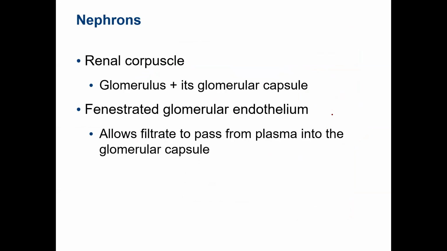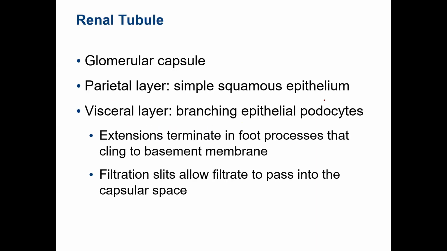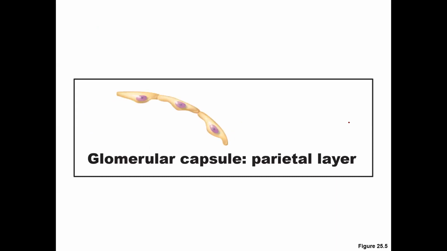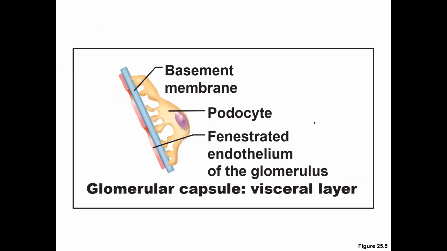Now the glomerulus is the spaghetti ball of fenestrated capillary. Fenestrated means it's got little tiny holes in it. Outside that, we have these little cells called podocytes. So there's the outer layer of the capsule. Here's the podocyte. So this is what we call the filtration membrane.